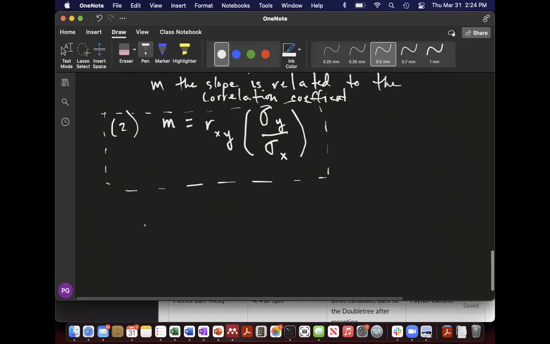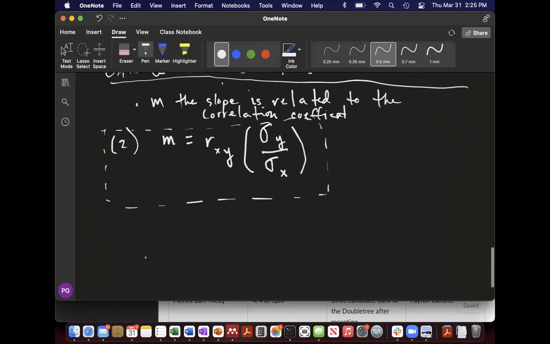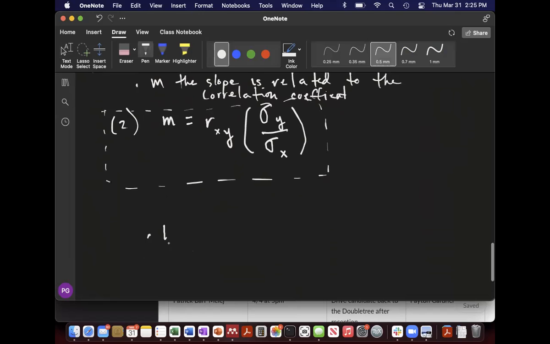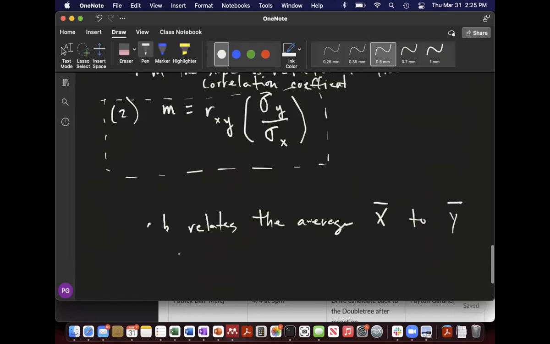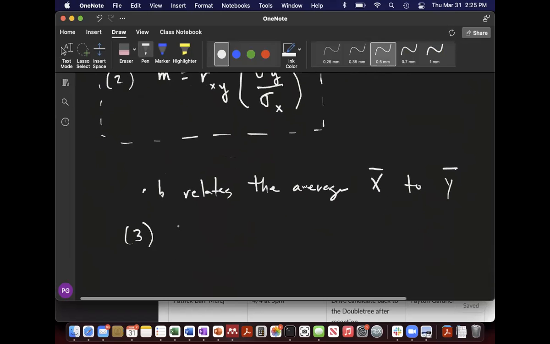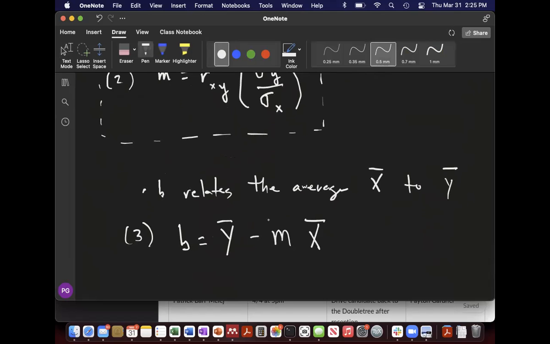All right, so we've got M. Now we need to estimate the intercept. And the intercept basically relates the average X value to average Y. All right, and the equation for B is B is equal to the average Y value minus the slope that we got up here times the average X value. So this is our best fit intercept.